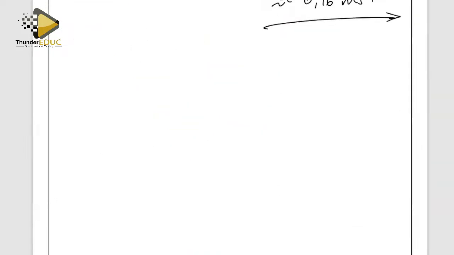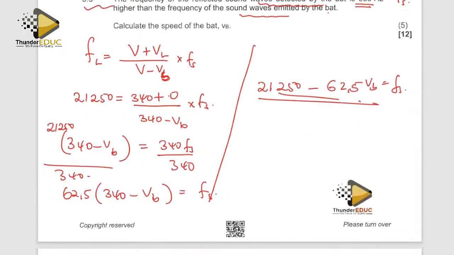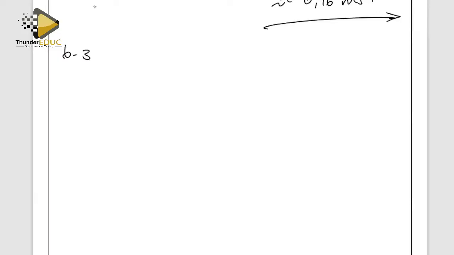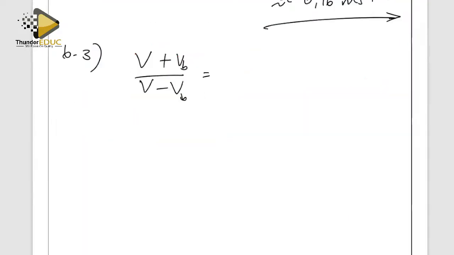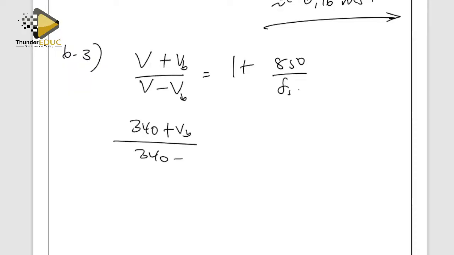So this is 6.3. Okay, 6.3. So we shall say that V plus VB over V minus VB must give us, I'm just gonna say frequency. I'll just put the simplified version of it that I'm having, 1 plus 850 over Fs, technically. So when I substitute, I have 340 plus VB over 340 minus VB is equivalent to 1 plus the 850 over Fs.